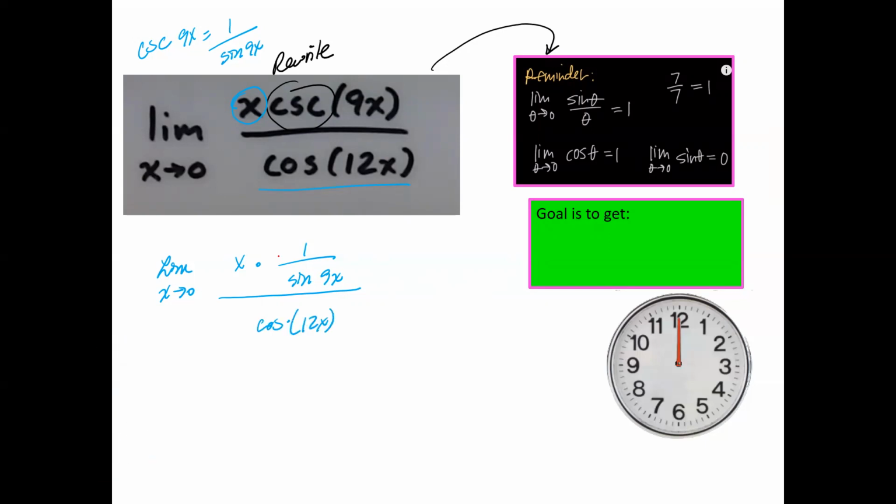In order for me to go ahead and use one of these here, I can also do the reverse of this. My goal is to get the limit as x approaches 0, that I will have a 9x over sine 9x, which will give me a 1. So then what am I missing here? Well, I have an x in the numerator, but I'm missing a 9. So if I multiply a 9 on top, I will have to multiply a 9 on the bottom.